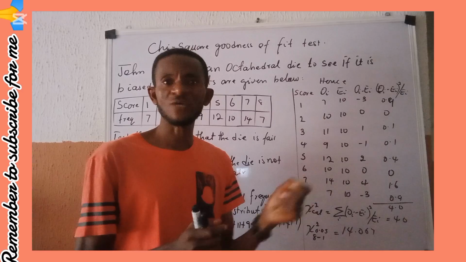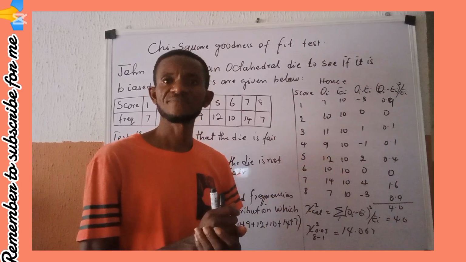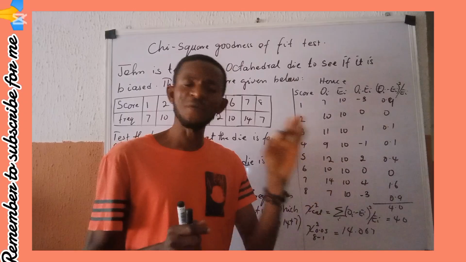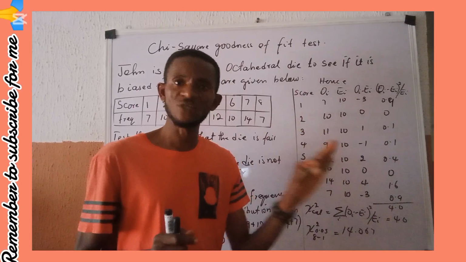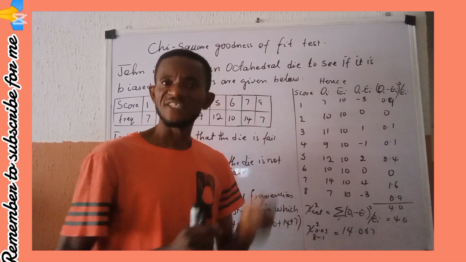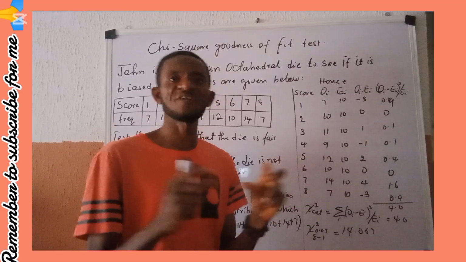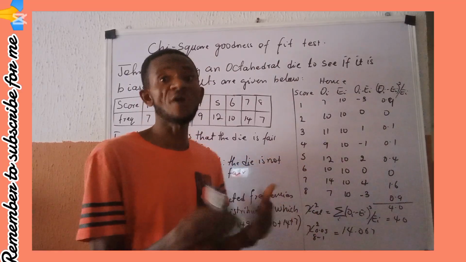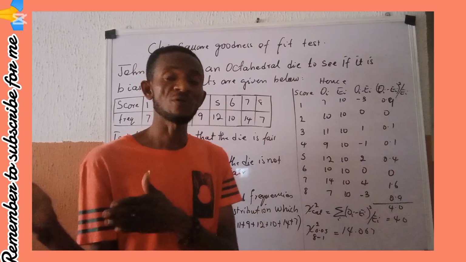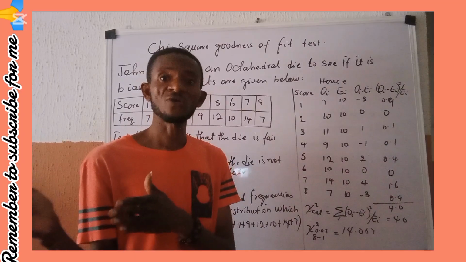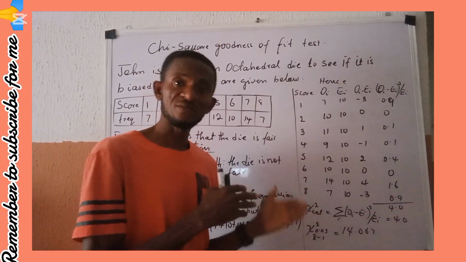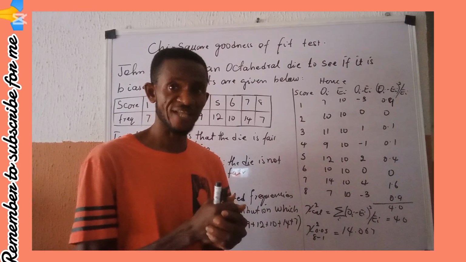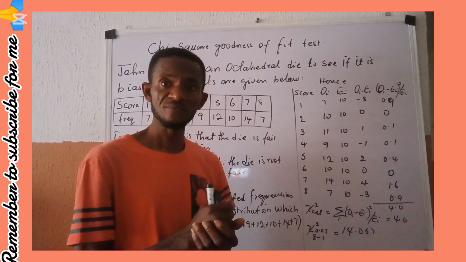And that one requires that we go to the table. Before we go to the table, we determine the degrees of freedom. The degree of freedom is simply the number of the classes minus 1, which is k minus 1. We already had explained this on the introductory aspect of the chi-square goodness of fit test. So you can make reference to that video.